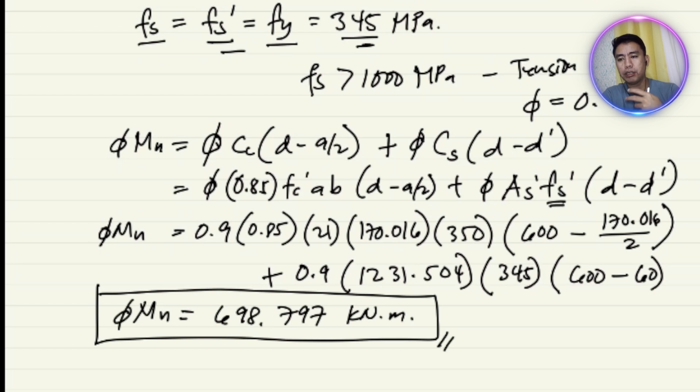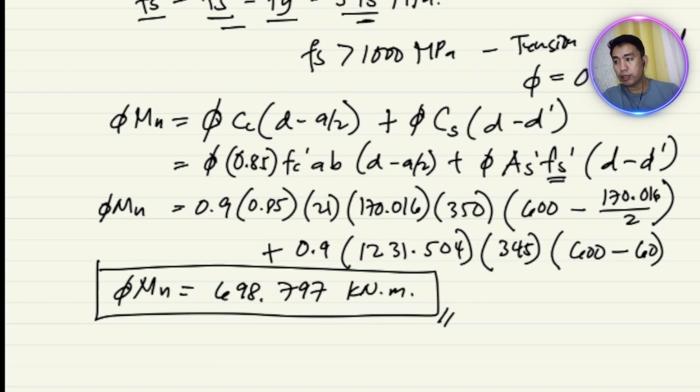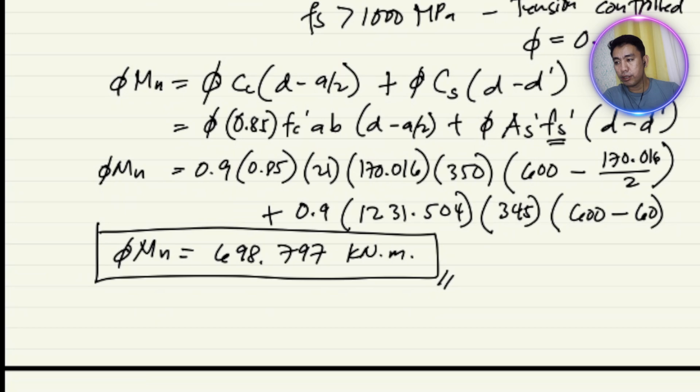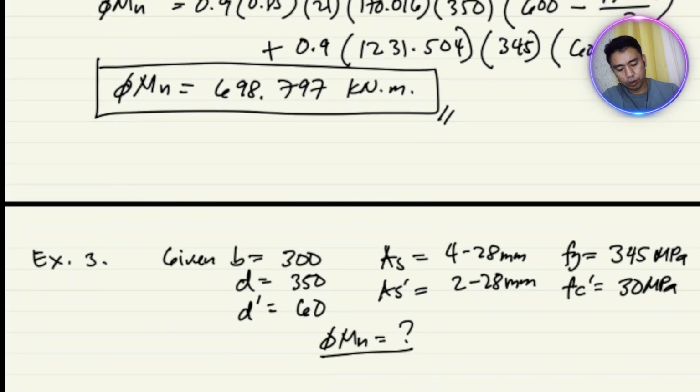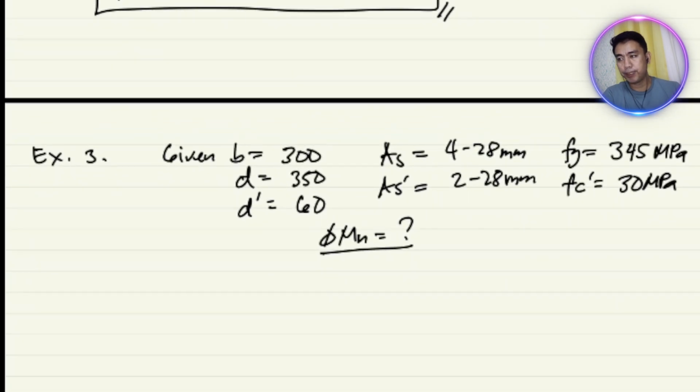Second assumption, kung ang compression still nag-yield, ang tension hindi. Third assumption is kung ang tension still nag-yield, ang compression still hindi nag-yield. Kaya tatlo yung example na isosolve natin. Alright, so this is the answer. So let's proceed to next example.